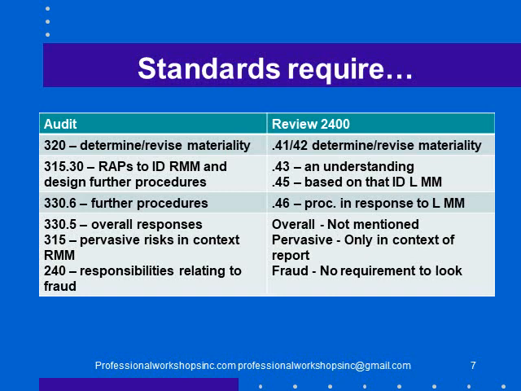We have to have overall responses in an audit, not mentioned in the review section. We have to contemplate pervasive risks in the context of risk of material misstatement. We do that only in the context of the report in a review engagement. And there's a whole section on our responsibilities relating to fraud. And with fraud, there is no requirement to look for, consider, or think about fraud in a review engagement.